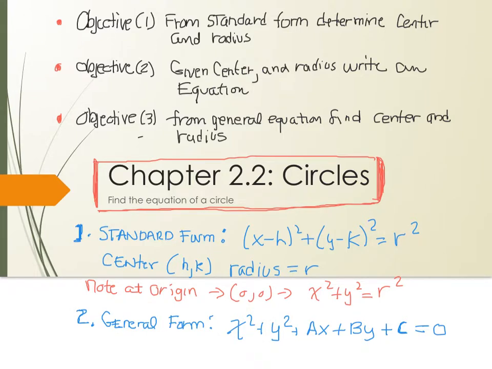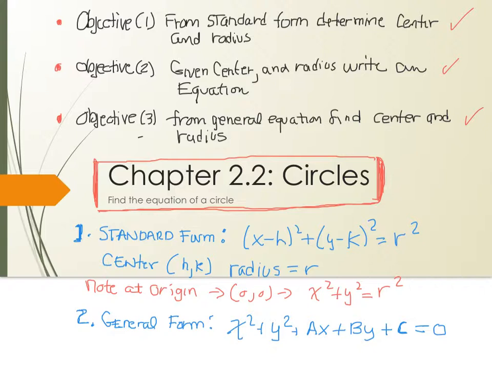So in Chapter 2.2 in class, we discussed the following objectives. We had, from the standard form of an equation, determine the center and the radius. And so that was our first objective. Our second objective is, given a center and a radius, write down the equation in standard form. And finally, objective 3 is, from the general equation, find the center and the radius.